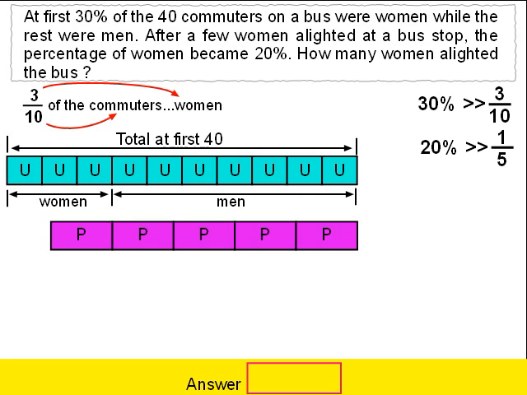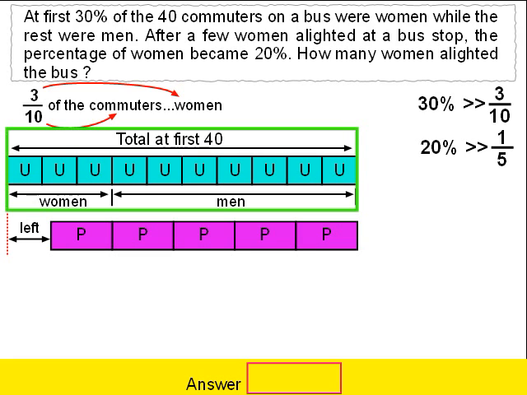So, comparing both the models, we know that this part belongs to the total number of women that alighted the bus. So, we got to find this. Now, looking at this part of the model, in the units form, since we know that 10 units is equivalent to 40 commuters at first, therefore 1 unit will be equal to 4 persons.